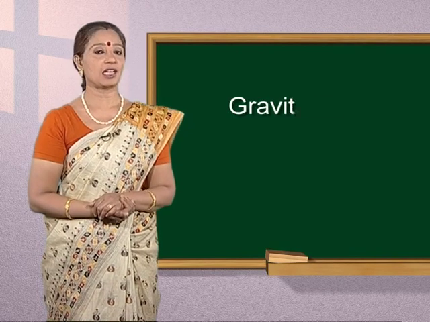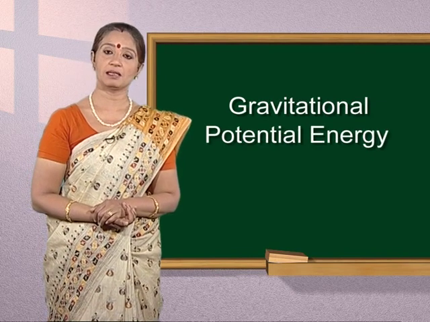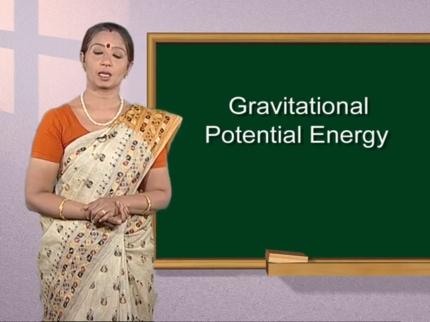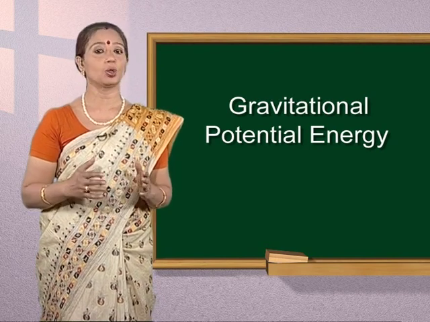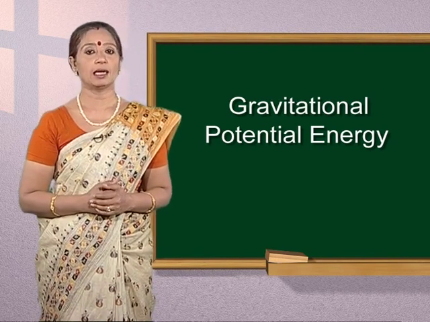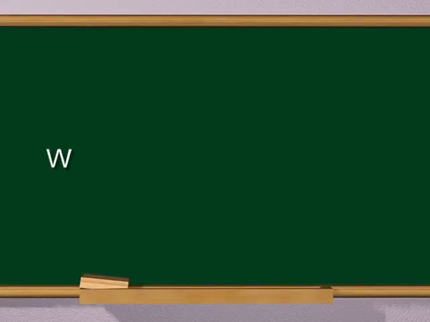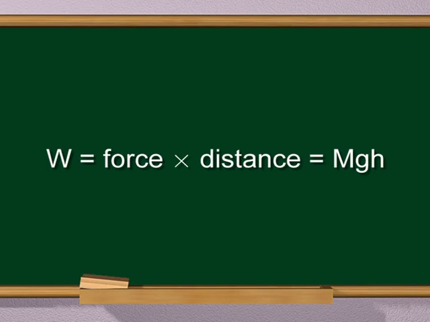Now let us also see the formula related to gravitational potential energy. If a body has moved from A to B through a height h, then work done W is equal to force into distance, which is equal to mgh, known as gravitational potential energy at point B.